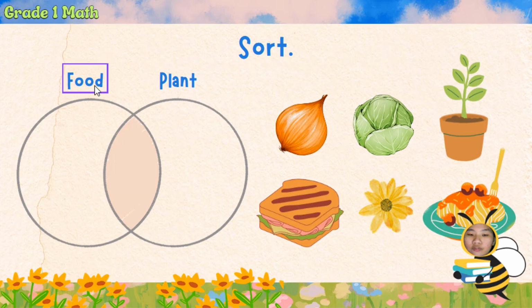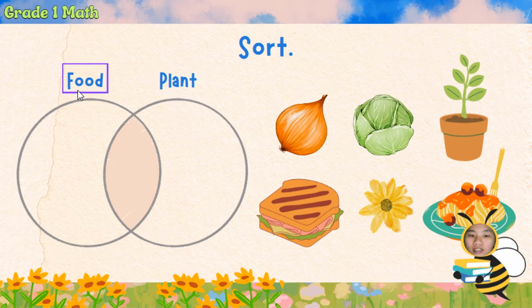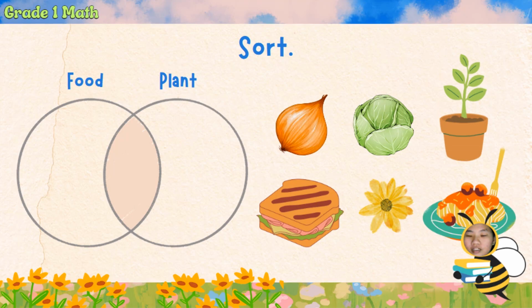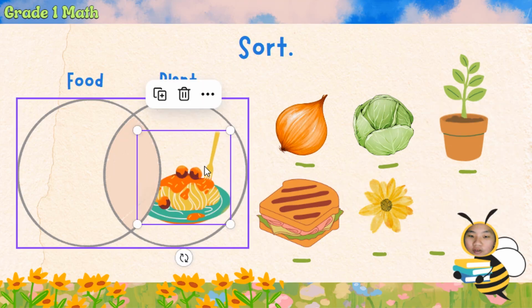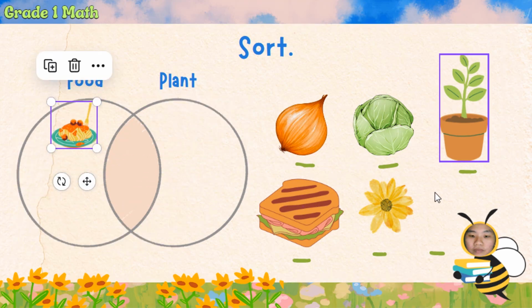This time we have food and plant. Food and plant. Now, first off, what is food? Which of the objects over here is food? You have an onion, a cabbage, a potted plant, a sandwich, a flower, and some spaghetti. Okay? Now, obviously, spaghetti, it is food. So I'm going to put it over here.